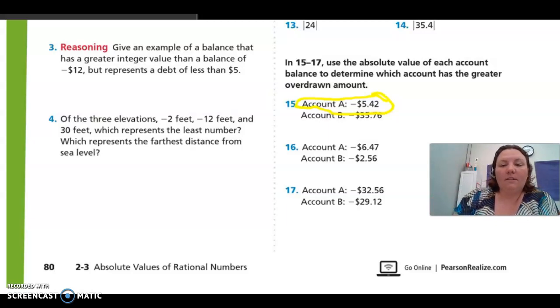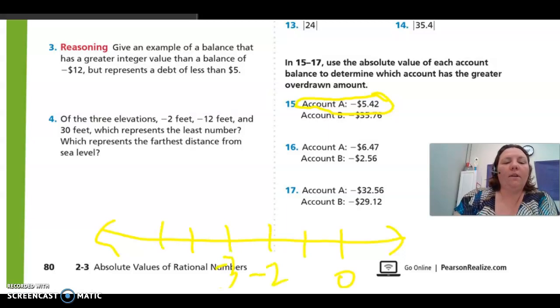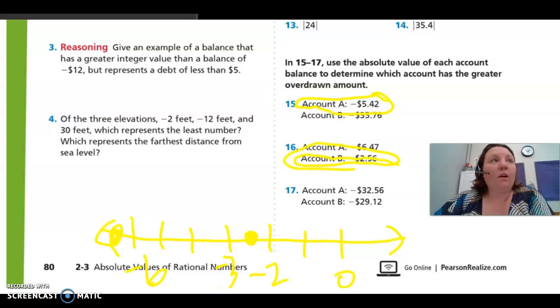For number 16, I'm actually going to graph a number line here real quick. And I've got my 0, and then I've got -1, -2, -3, -4, -5, -6. It's kind of a sloppy number line, but hopefully it helps us see that -2.5 is going to fall between -2 and -3, and -6.47 is way further down on the left. So if I have to owe anyone money, I would rather owe them the $2.56 and not the $6.47.